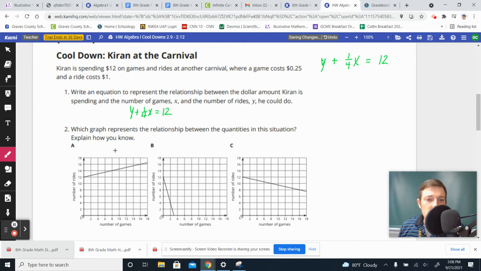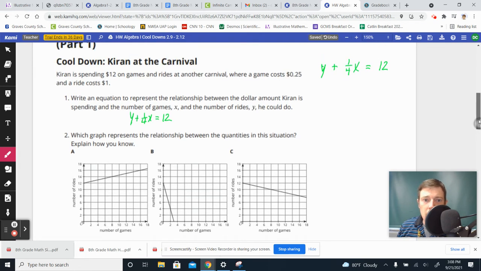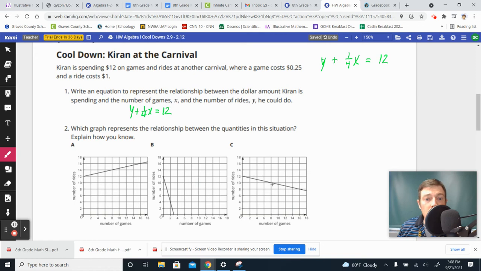Okay. Which graph represents the relationship between the quantities in this situation? All you had to do on your cool down was match the graph that goes along with this equation. There are lots of different ways that you can get here. One of the main things that we did was find the 0 points where it crosses the x and y axes. That was pretty easy. Another thing that we did is we solved for y. We got y by itself, and it told us what the slope was, how far it went down and how far it went over.